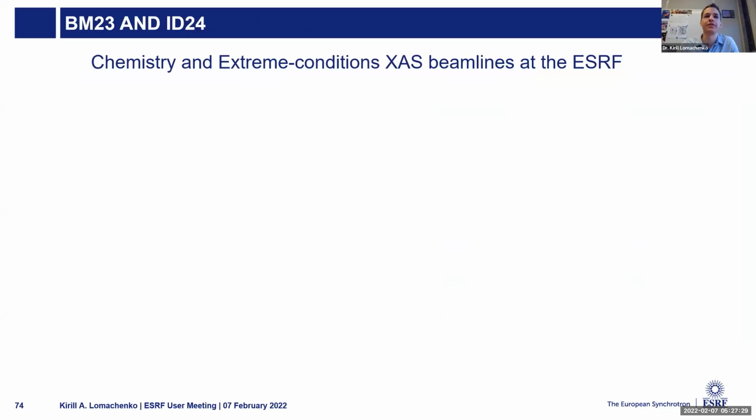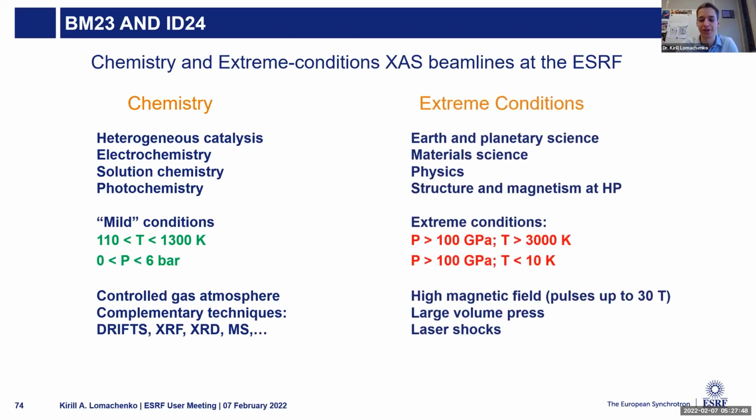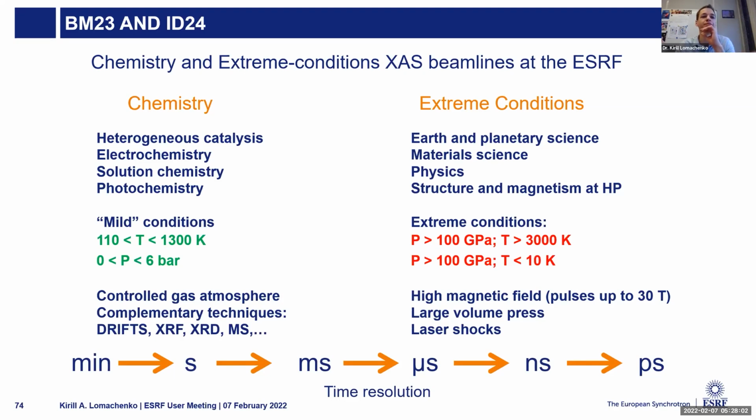Here, the main activities are divided into two large parts. Chemistry, so we do a lot of catalysis, electrochemistry, solution chemistry, and so on. The conditions can be quite mild there, so these are catalytically relevant, industrially relevant temperatures, let's say below 1000 degrees, and relatively low pressures. We have the possibility to control the gas atmosphere, to change the temperature, to use a lot of complementary techniques: infrared, diffraction, XAS, mass spectrometry.